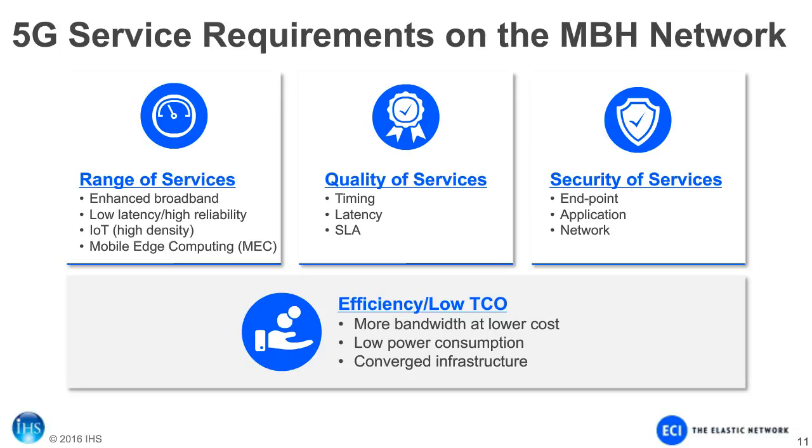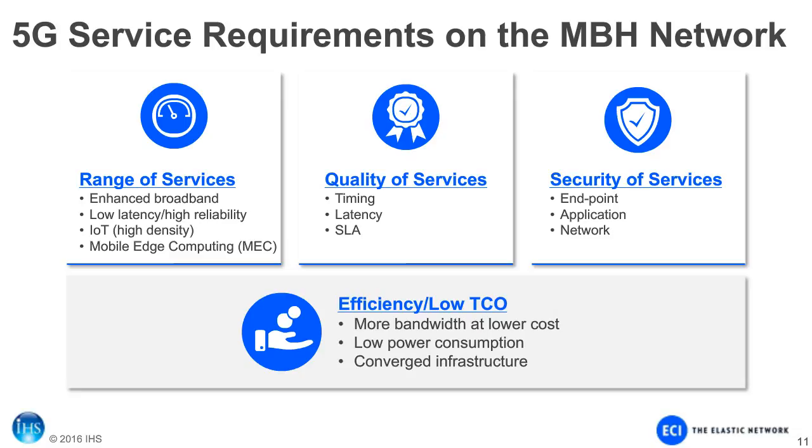On top of that, you have to have better quality of service, which is timing and latency, service level agreements, now over a wireless network, which is something we haven't really seen before. And then security is something that's going to become ever more important as we have more endpoints and more applications running on the network. Now there are more entry points for bad players and security events to get in. Security becomes much more important.